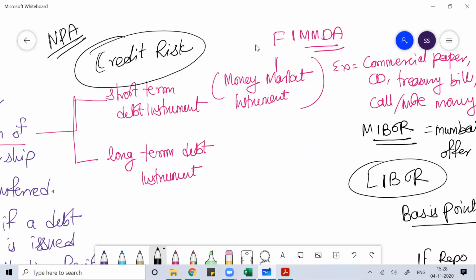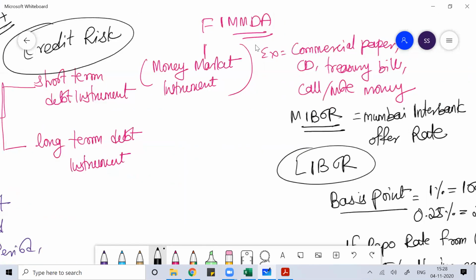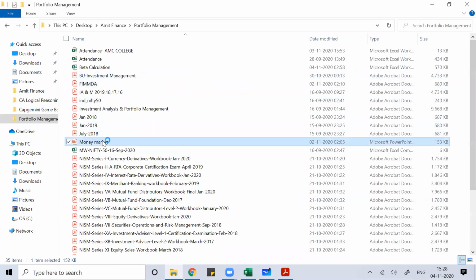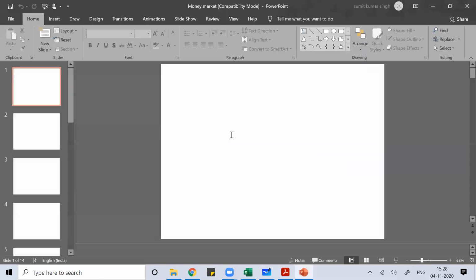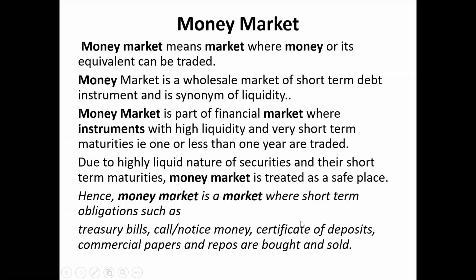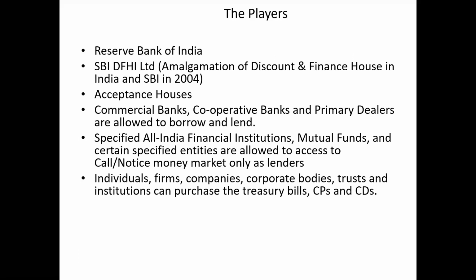So I hope you get a picture about short-term debt instruments. When we talk about short-term debt instruments, they are basically in the form of money markets. So you can read about money markets.